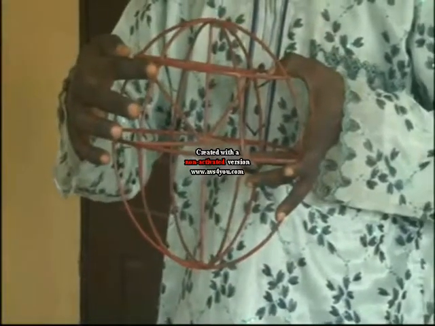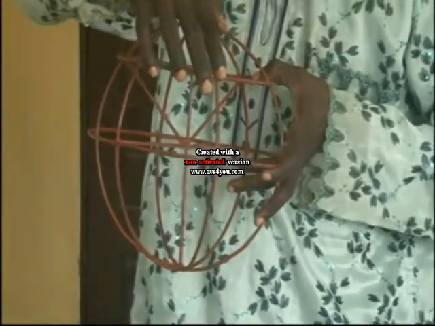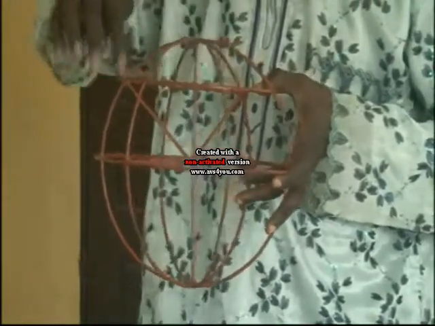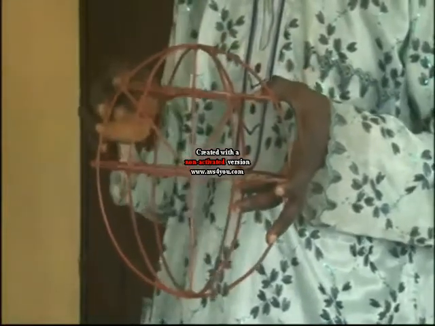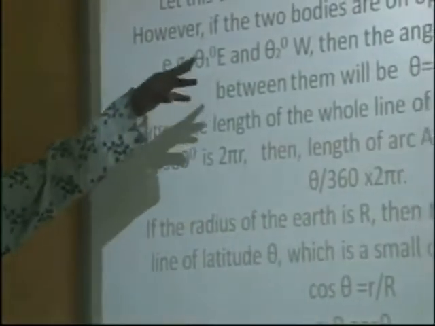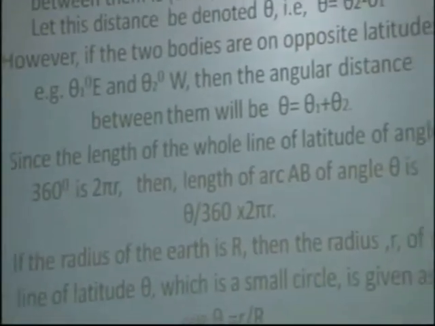But when one is on the east and the other is on the west, here is longitude 0 degrees. This is 20 degrees east. This is 40 degrees west. What will be the angle between them? 20 plus 40, which makes 60 degrees. So you subtract when they are on the same side, while you add when they are on opposite sides. However, if the two bodies are on opposite sides, theta 1 degrees east and theta 2 degrees west, then the angular distance between them will be theta 1 plus theta 2, just as I explained.